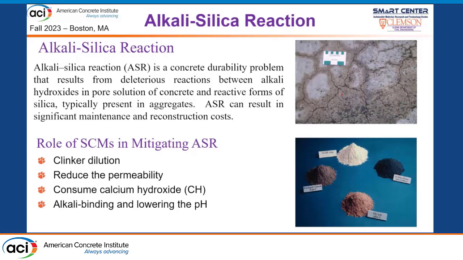The mechanism of SCMs can be summarized into 4 aspects. First is clinker dilution. The second is reducing the permeability of the concrete. The third one is consuming calcium hydroxide. This process is also referred to as the pozzolanic reaction, and the products of the pozzolanic reaction are able to bind the alkali ions, which further lowers the pH of the pore solution.